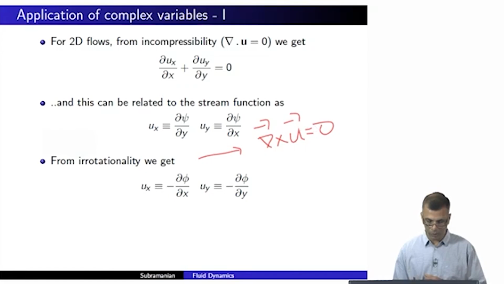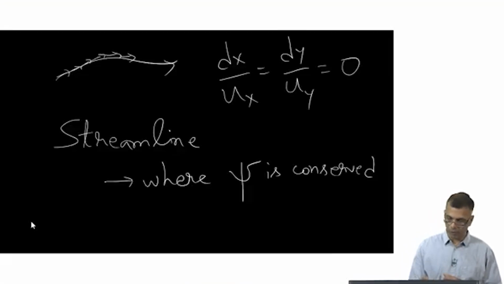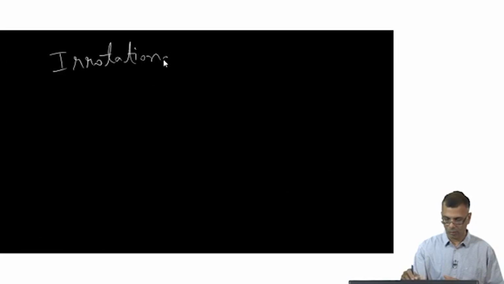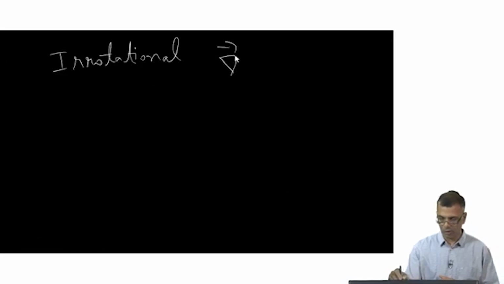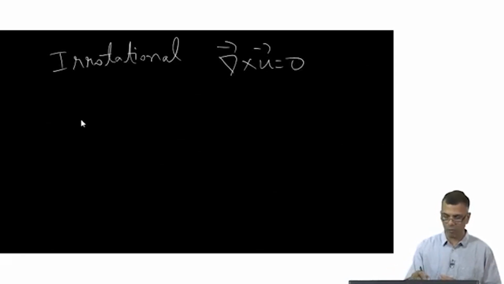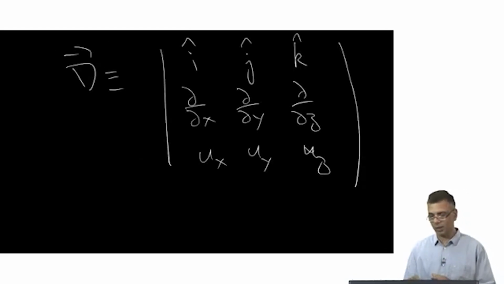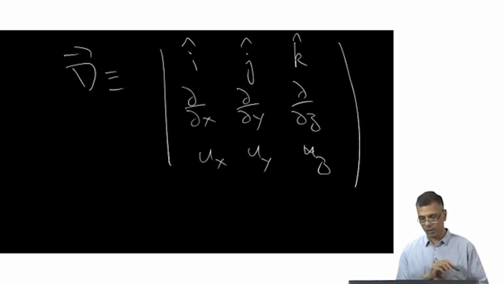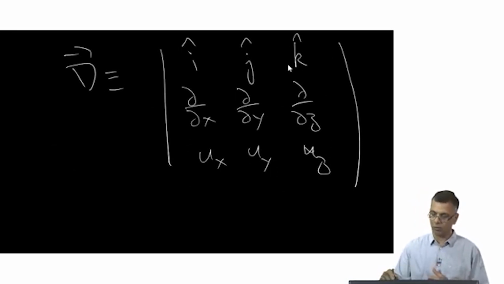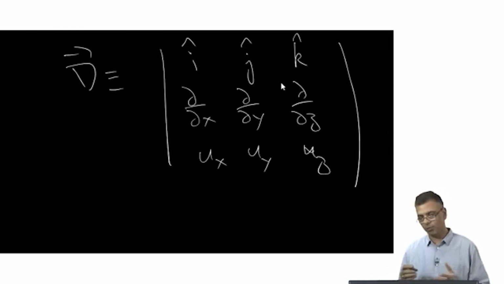Right? You merely write down irrotationality. It is simply saying that curl of u is equal to 0, and you remember the curl. We had written this down already. So you don't have to take this last column because you're only talking about two-dimensional flows.